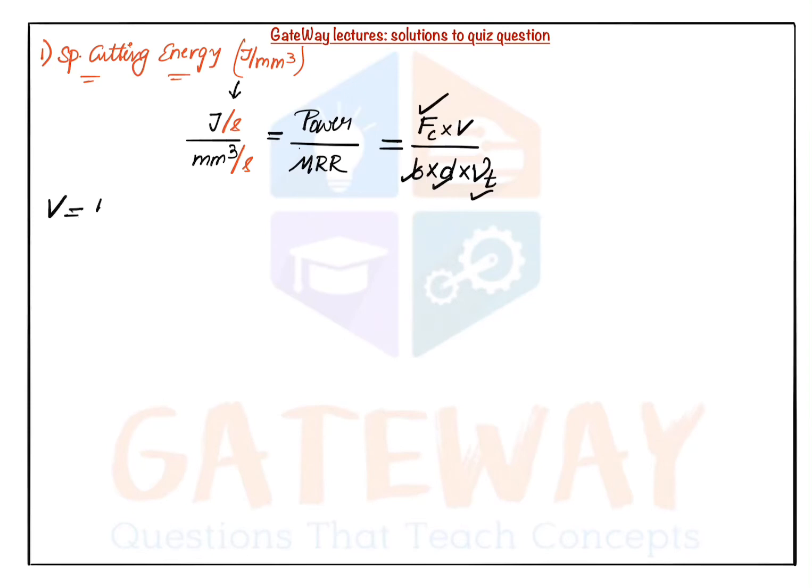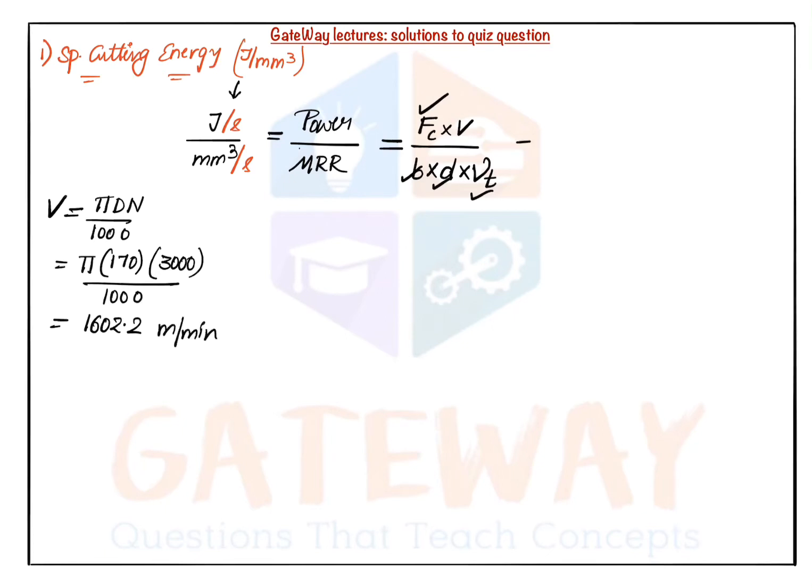So we already discussed V is equal to pi d n by 1000 in the previous question. So V is equal to pi d n by 1000, and pi into the diameter of the grinding wheel is given as 170 mm, into the speed is given as 3000 rpm upon 1000. From that we will get the value of cutting velocity as 1602.2 meter per minute. Okay, so now FC is also known.